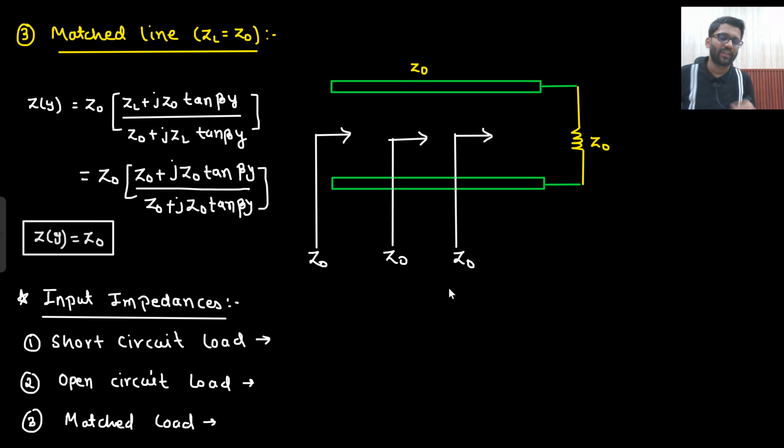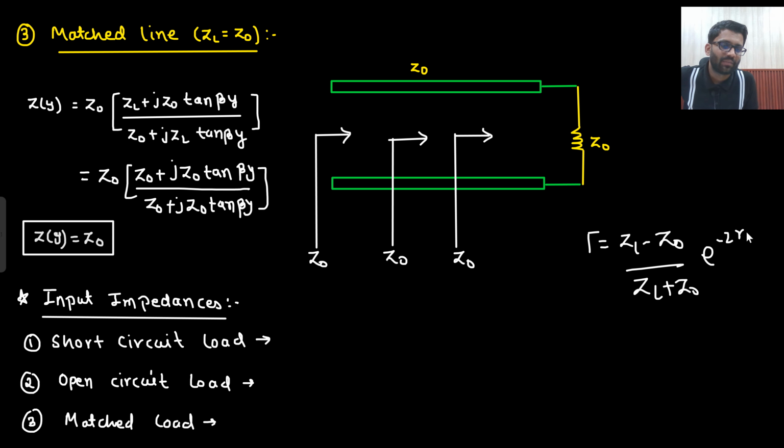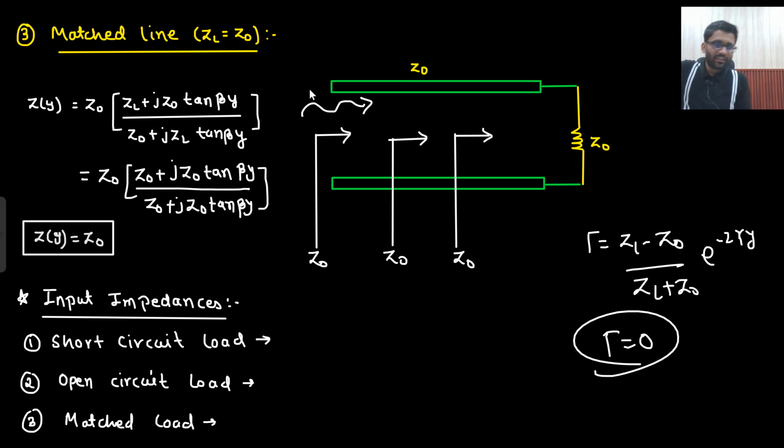This condition is known as matched condition, and this is our desired case. Why is that so? Because what is the value of the reflection coefficient here? Gamma is equal to ZL minus Z naught upon ZL plus Z naught, e to the power minus 2 gamma Y. ZL is equal to Z naught, so the reflection coefficient is 0. That means whatever power was given from the source, the complete power is transferred to the load.